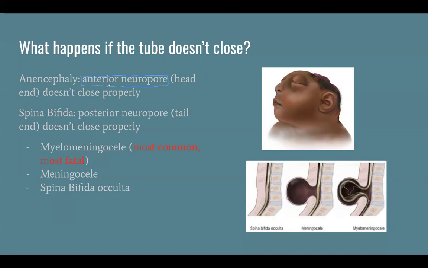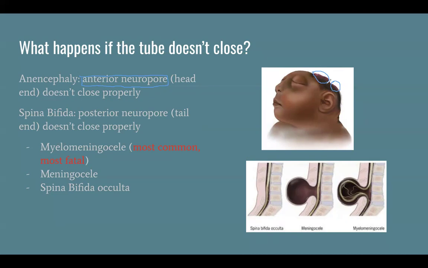So it doesn't completely shut, or it may partially shut and partially not shut. When the anterior neuropore doesn't close properly, first think about what's going to happen. Why does the neural tube need to close? If it closes, it allows your brain and your skull to develop properly. But if it doesn't close properly, that's going to expose the brain and the skull, and it's not going to allow them to develop fully. Oftentimes, this results in parts of your brain not developing, or when you're born, being completely exposed to the world.